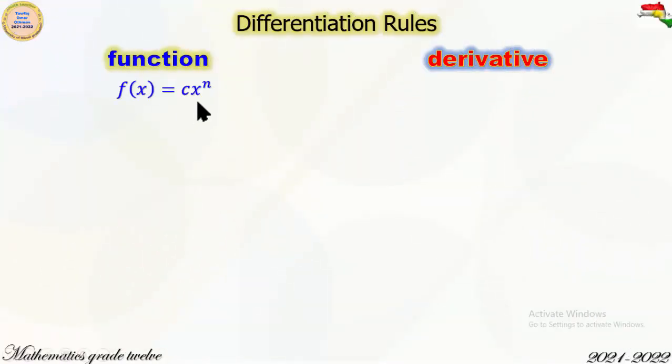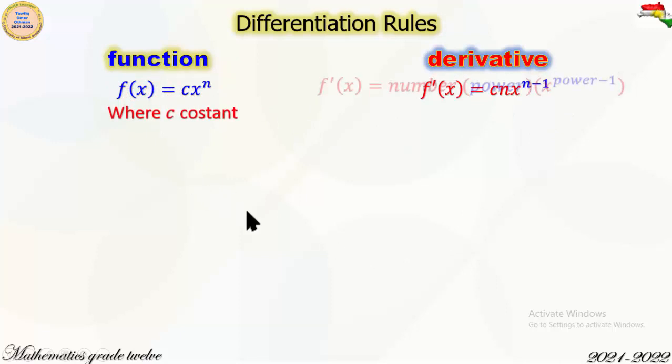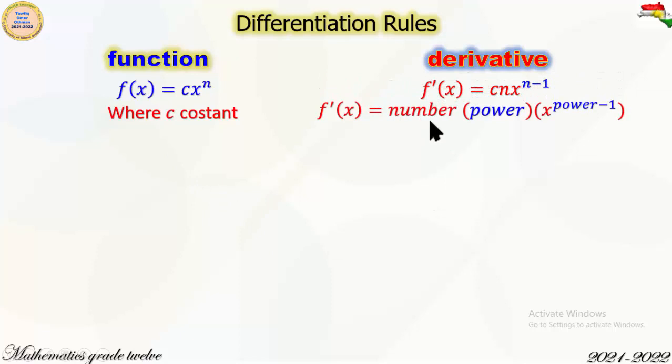F of x is equal c x to the power n, which means if we have a constant multiplied by x with the power n. To find the derivative of this function, multiply the power n with c and subtract 1 from n, which means f prime of x is equal n times c, that is nc x to the power n minus 1, where c is a constant. Now a number times a power, then x to the power minus 1.